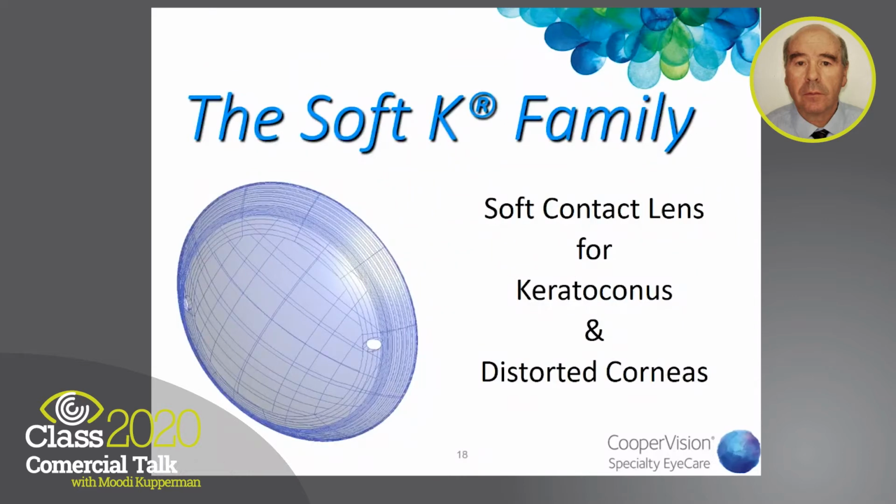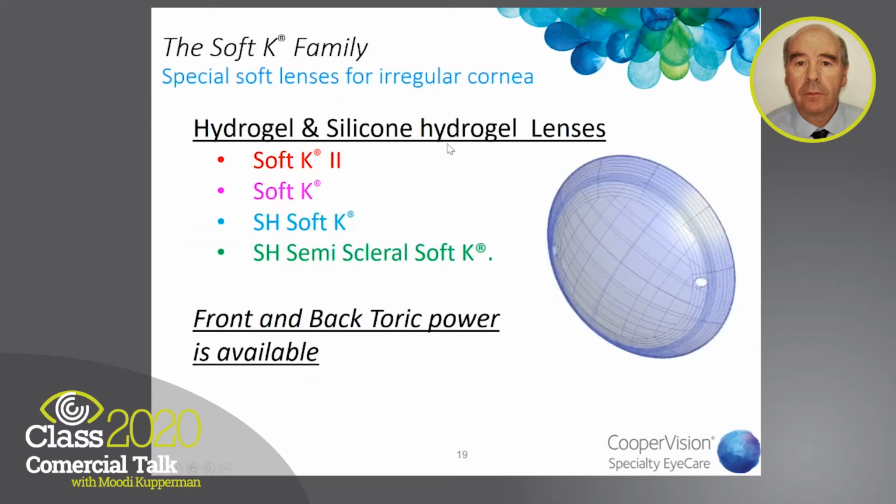So all the Soft K is a family of lenses, and we will go through it. We have hydrogel and silicone hydrogel lenses. We have the Soft K2, which is the most advanced design. It is very similar to the Soft K with some added value. We have the silicone hydrogel Soft K, and we have the silicone hydrogel semi-scleral Soft K, which I will describe later. All those lenses we can put front and back toric power if needed.